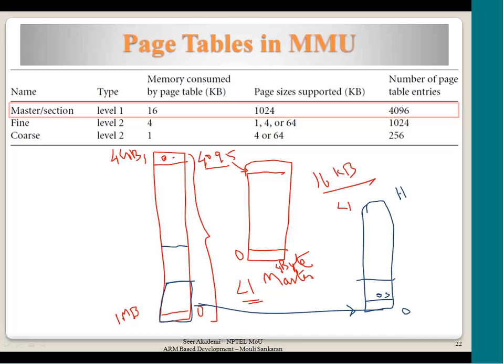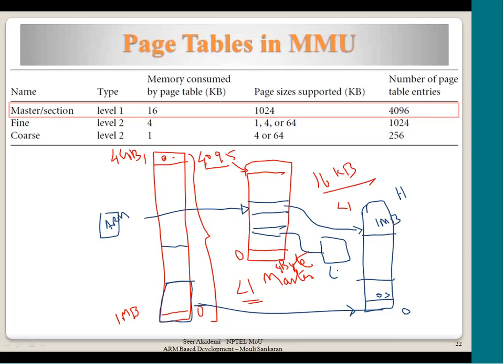Except for that, for anything that ARM generates, the virtual addresses coming in will map to one of the entries in this table. That entry will then decide whether it is directly pointing to a 1 MB space in the physical memory, or it points to another table, which is called the L2 table, which gives a finer granularity in terms of access permission of that 1 MB space.